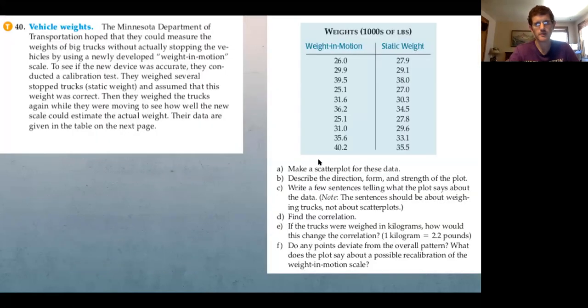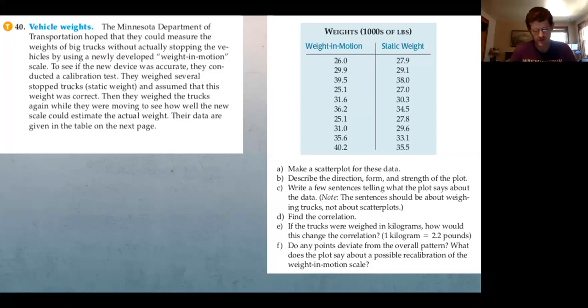But here is our problem, and then I'll let you guys practice with doing some calculator stuff. Minnesota Department of Transportation hoped that they could measure the weights of big trucks without actually stopping the vehicles by using a newly developed weight in motion scale. To see if the new device was accurate, they conducted a calibration test. They weighed several stopped trucks at a static weight and assumed that this weight was correct. Then they weighed the trucks again while they were moving to see how well the new scale could estimate the actual weight. Their data are given in the table on the next page.